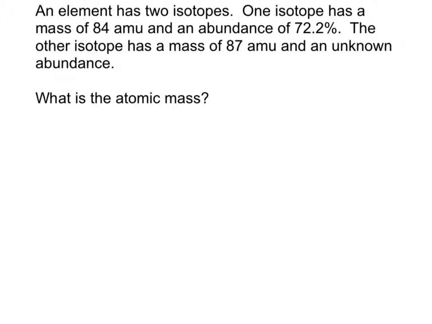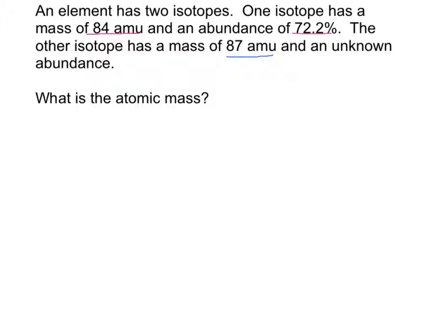In this problem, we have an element with 2 isotopes. The first one has a mass of 84 AMU and an abundance of 72.2%. The other isotope has a mass of 87, and we do not know the abundance. And we want to know what is the atomic mass. So our first isotope, let's pick out our key information. There's our mass, there's our abundance. Second isotope, we've got the mass, but we were not given the abundance.